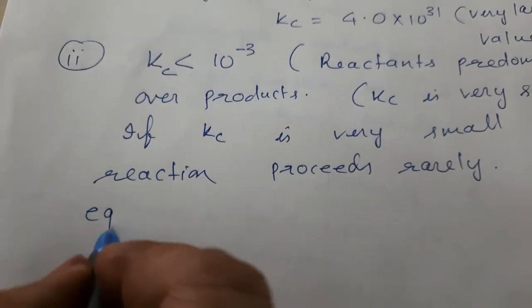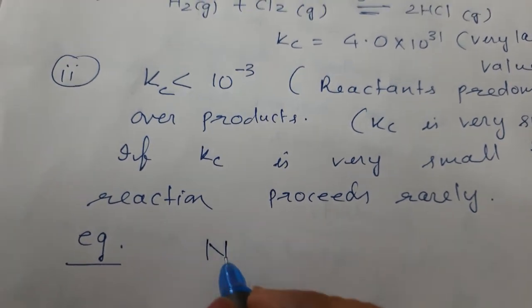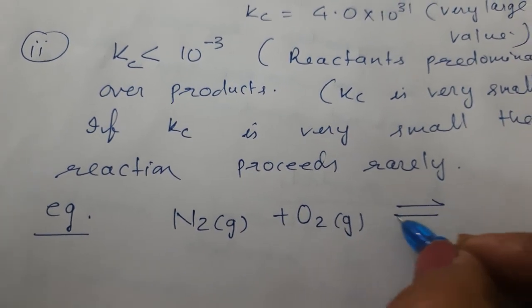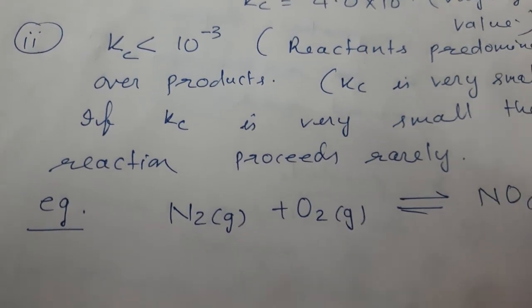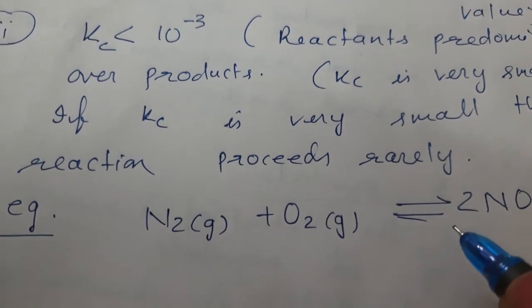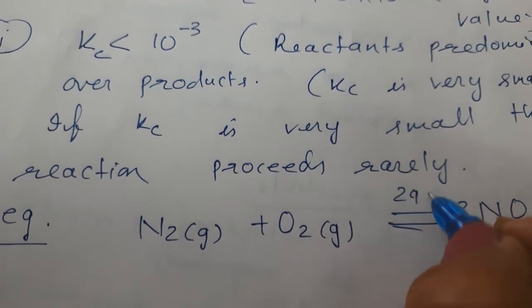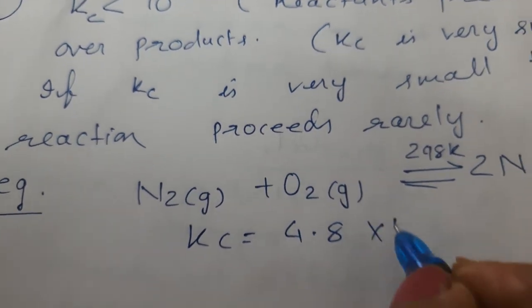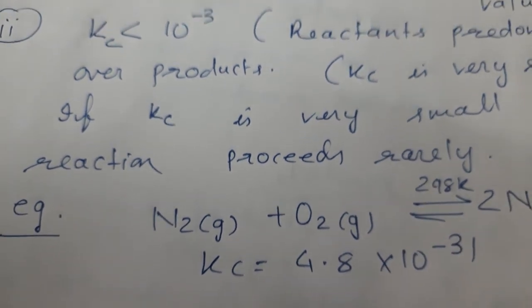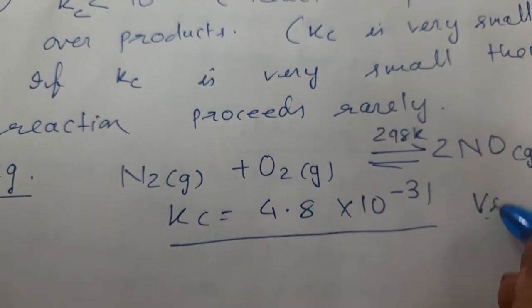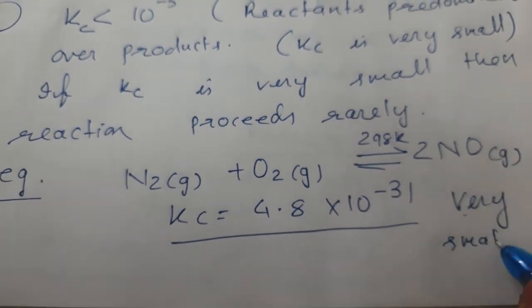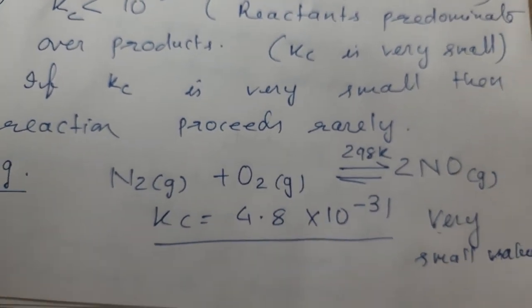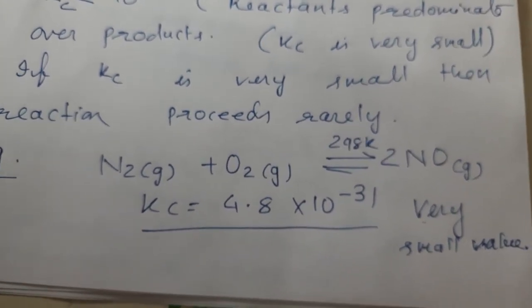An example is N2 plus O2, N2 gas plus O2 gas gives nitric oxide, 2NO gas. This is at 298 Kelvin. Here Kc is given by 4.8 into 10 raised to power minus 31. You see how small the value is. Very small value. Okay. So when it is a very small value, we can say that the reaction occurs rarely in the forward direction.